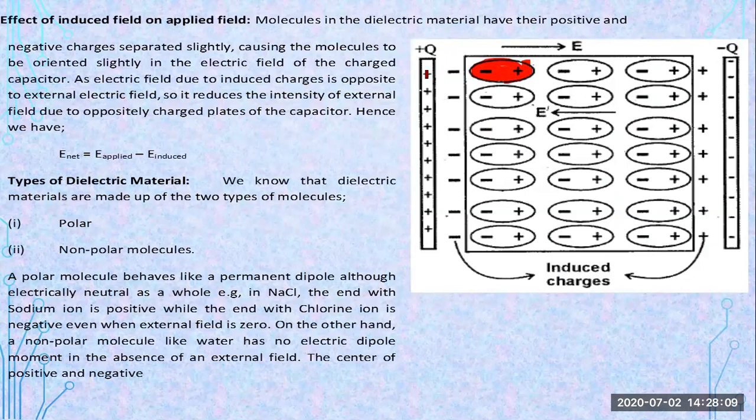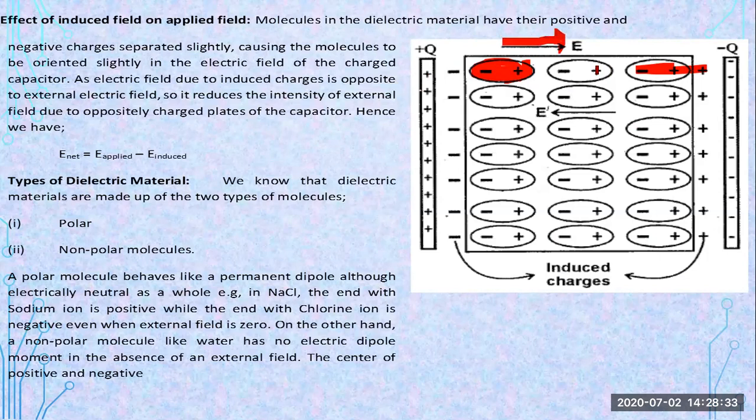So this is negative, and this one is positive. Towards the positive plate, there will be the negative side of the charge. So if this one is positive, then the negative is here. If you look at the positive plate, the direction of the field is from positive to negative. It is due to the plates, from positive to negative.